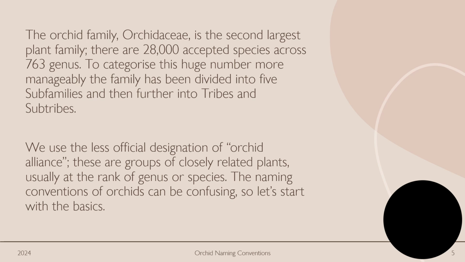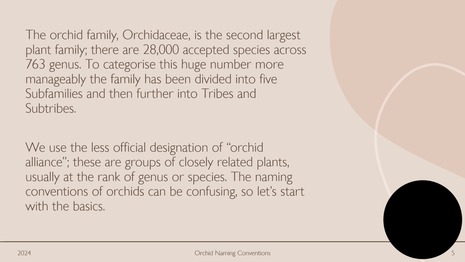The orchid family, Orchidaceae, is the second largest plant family. There are 28,000 accepted species across 763 genera. To categorize this huge number more manageably, the family is being divided into 5 subfamilies and then further into tribes and subtribes. We won't look at the tribes and subtribes here, it just gets too confusing. I just want to have a look at the 5 subfamilies first, because there are some identifiable aspects between those 5 subfamilies that you'll probably be able to accept.